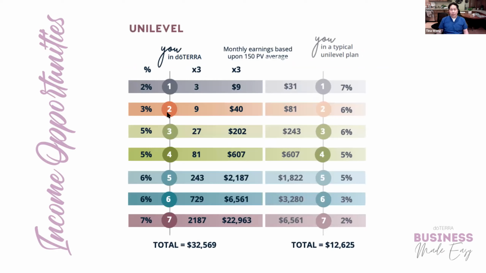I want to show you this. This is a way that doTERRA differentiates itself from other essential oil, other direct sales companies. There are like 3 main types of ways that direct sales or multi-level marketing companies pay their advocates or their sales team. One is what they call binary. It means you just have 2 legs. It's simple, and you grow those 2 legs, and you get paid on the volume, but usually not on the strongest leg. And usually you have one leg that's stronger than the other. Usually you get paid on the weaker leg.